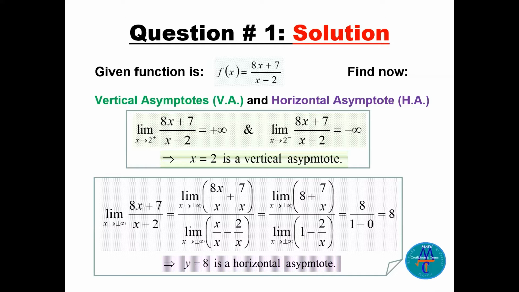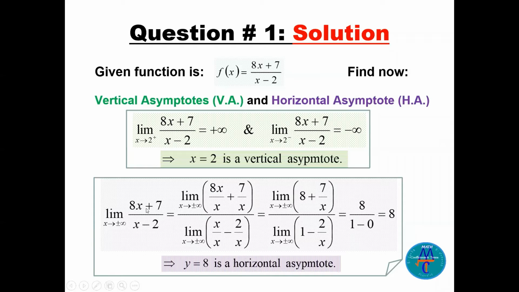First, we find the limit of the function as x goes to 2 from the right or from the left. From the right, that means the number here is greater than 2, so it will be plus infinity because this is positive and this is positive. And the limit of the function as x goes to 2 from the negative side, from the left side, will be something less than 2. Minus 2 will be negative, and this is positive, so it will be minus infinity. So we can conclude that x equals 2 is a vertical asymptote.